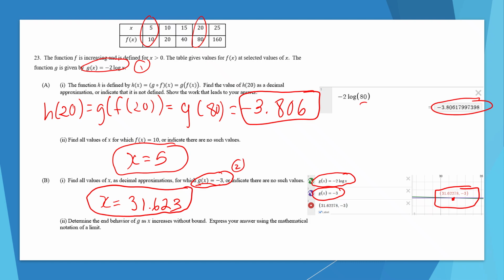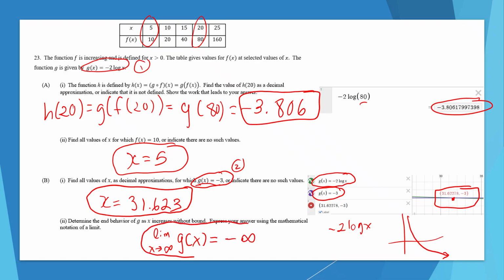Part 2, determine the end behavior of g of x as x increases without bounds. Express your answer using the mathematical notation of a limit. And so here we have a negative a value, right? So this is going to look like that general shape. And so here the limit as x increases without bounds, so as x goes to positive infinity, of g of x, this is equal to negative infinity, and that should be our answer there.